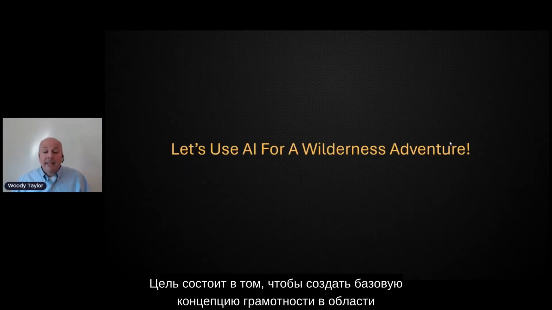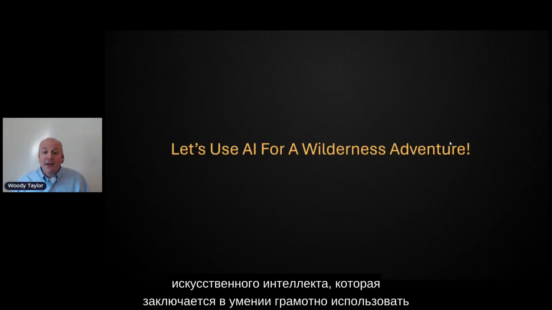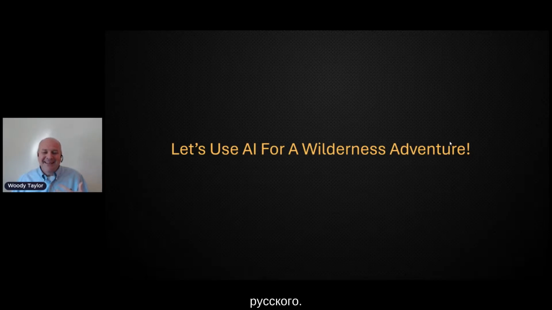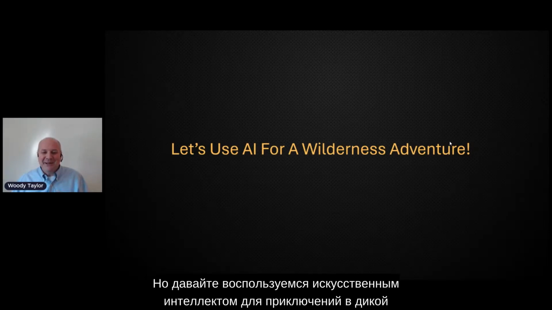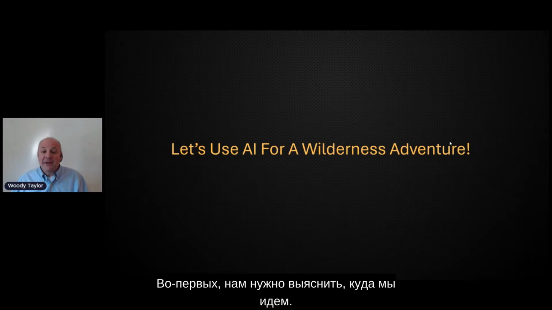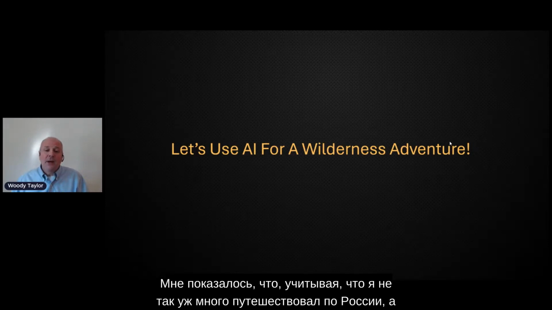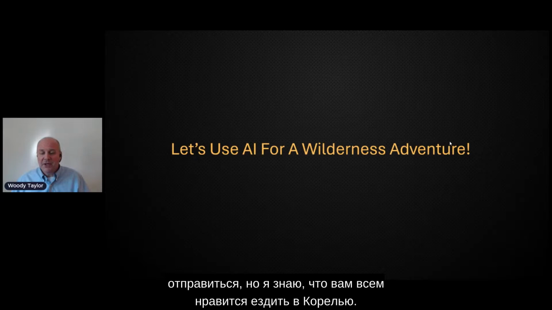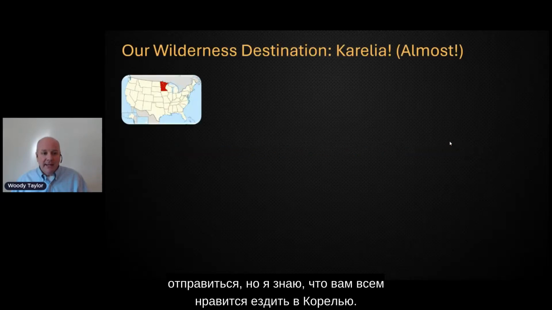But let's step back and let's use AI for a wilderness adventure. The first thing we need to do is to figure out where we're going to go. Given that I have not traveled in Russia very much and that this is a wilderness trip, it might be speculative for me to guess at places to go. But I do know that you all like going to Karelia, and there happens to be a place in the United States that's a lot like it. So what I thought I would do today is introduce you to a place in the United States that's a lot like wonderful wilderness areas in Russia, and I'll show you where that is.